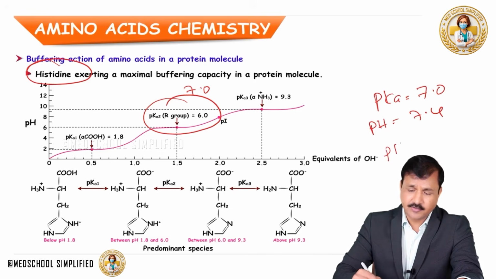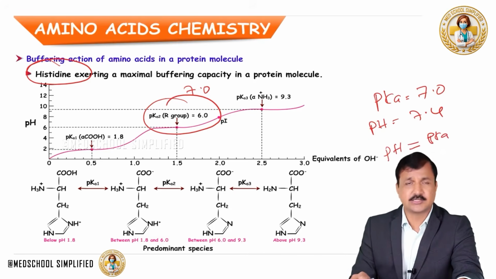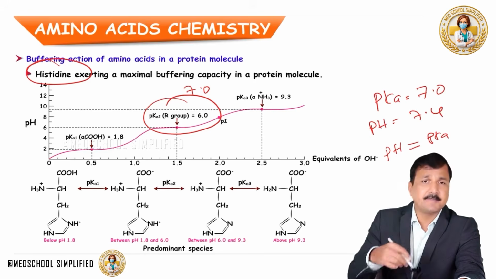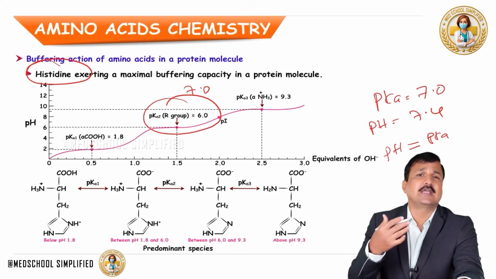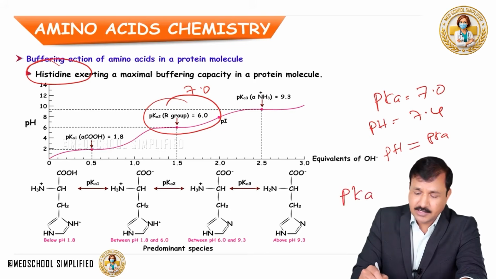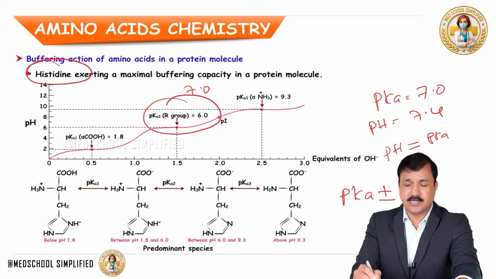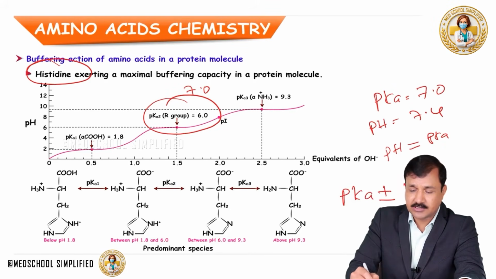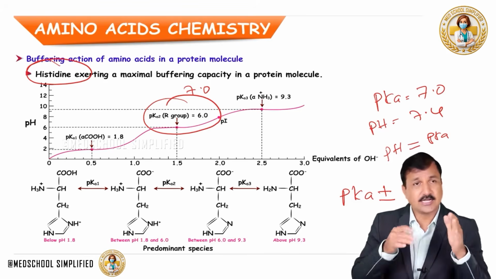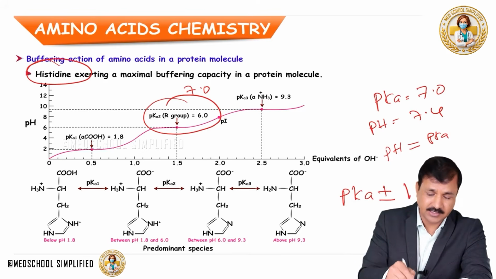Now it is falling something like this. pH is almost equal to pK. That means 50% is protonation, 50% deprotonation. And also you need to remember that the maximum buffering capacity of a group will exist between pKa plus or minus 1, in that range, plus or minus 1 pH. In the pKa plus or minus 1 pH range, that's where the maximum buffering capacity will be.